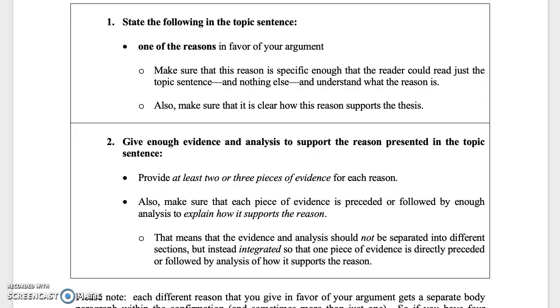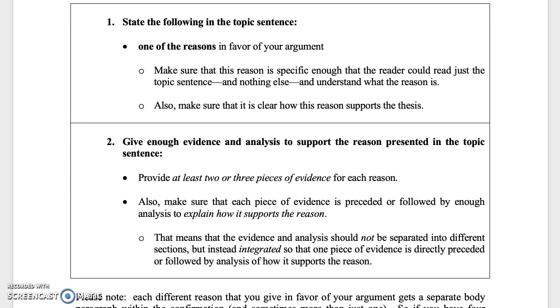So these are the parts here. Your topic sentence must state one of the reasons in favor of your argument. And that should echo one of the reasons that you presented in your thesis. So you should use similar language. This is just a more expanded version of that reason. So instead of maybe a clause, you have an entire sentence to lay out that reason.